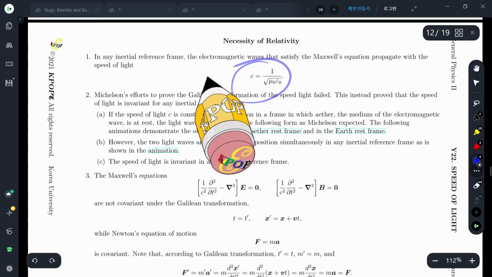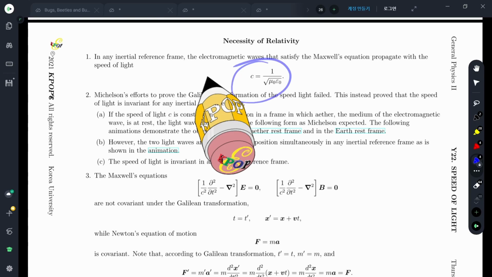From Maxwell's equations, we have found the electromagnetic wave is propagating with the speed of light, and in the theory, there is no preference of a reference frame. That means Maxwell's equations should be the same in any inertial reference frame. And that means the speed of light is always the same in any inertial reference frame.